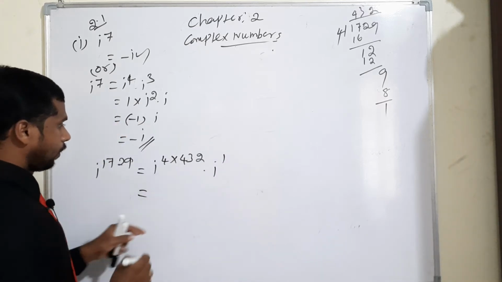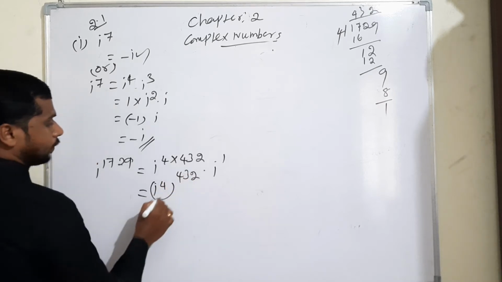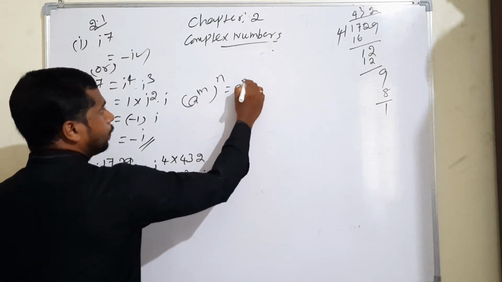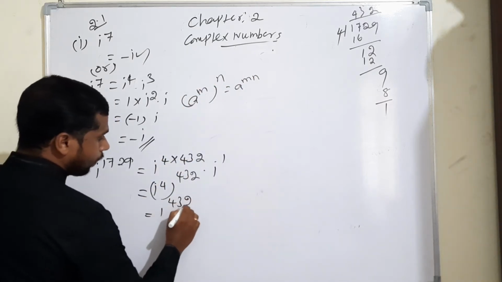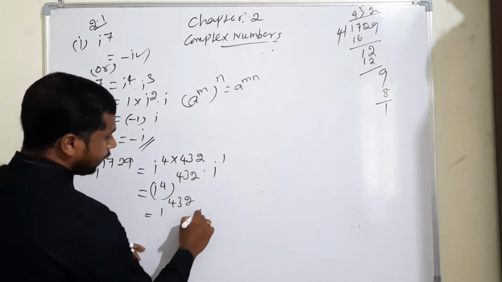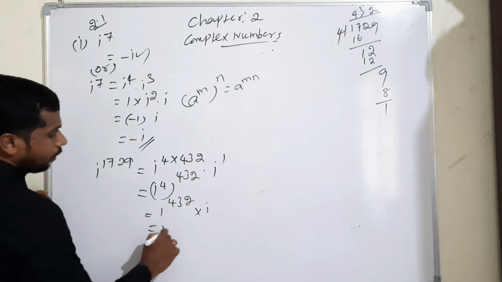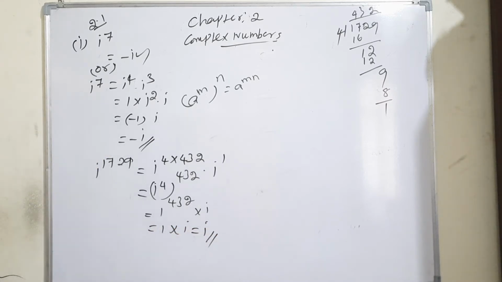Again look here. We can now write i to the power 4, the whole to the power 432. The law of indices: what is the law of indices? a to the power m, the whole to the power n, means a to the power m into n. So i to the power 4 is 1, 1 to the power 432. i to the power 1 means i will come. Again 1 to the power any value is 1. So 1 into i means i will come. This is the answer for the subdivision.